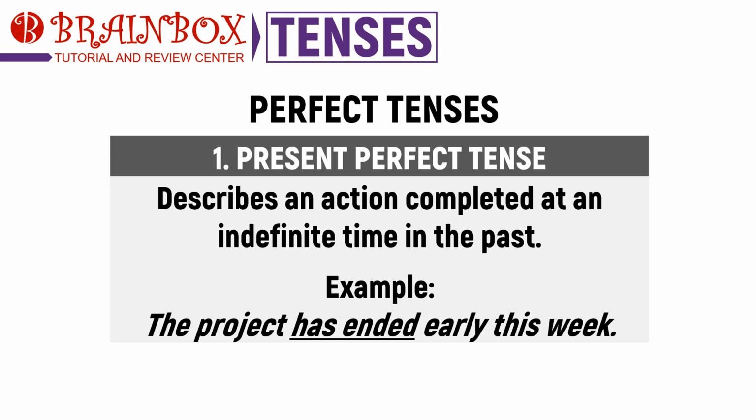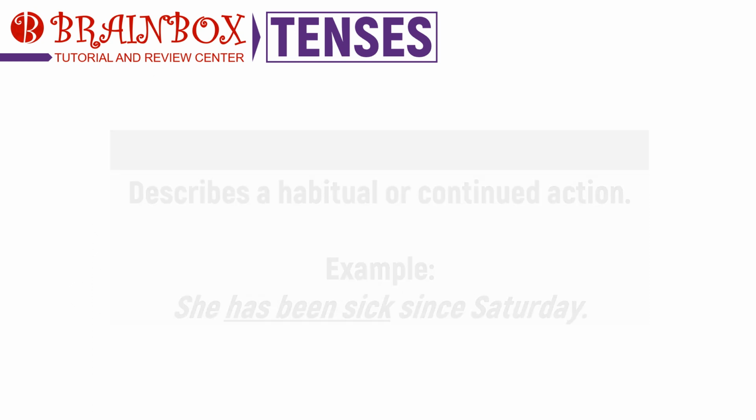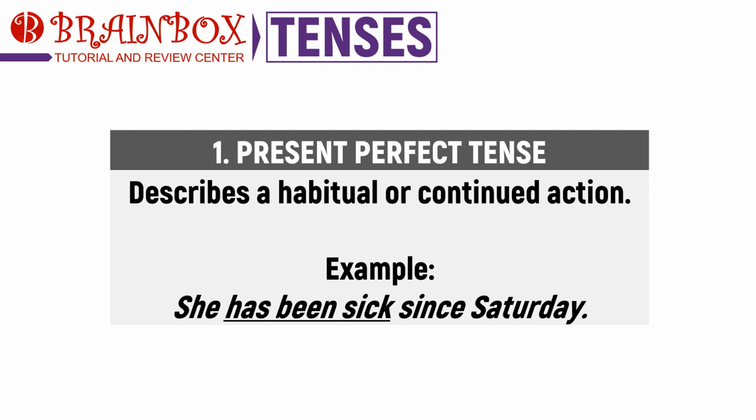Aside from the 6 tenses discussed, we also have the perfect tenses, which are also classified into 3. The first one is the present perfect tense, which pertains to actions that were completed, perfected or finished. Present perfect tenses are actions that are completed in the past. This may also pertain to actions that are habitual or are continued in the present.